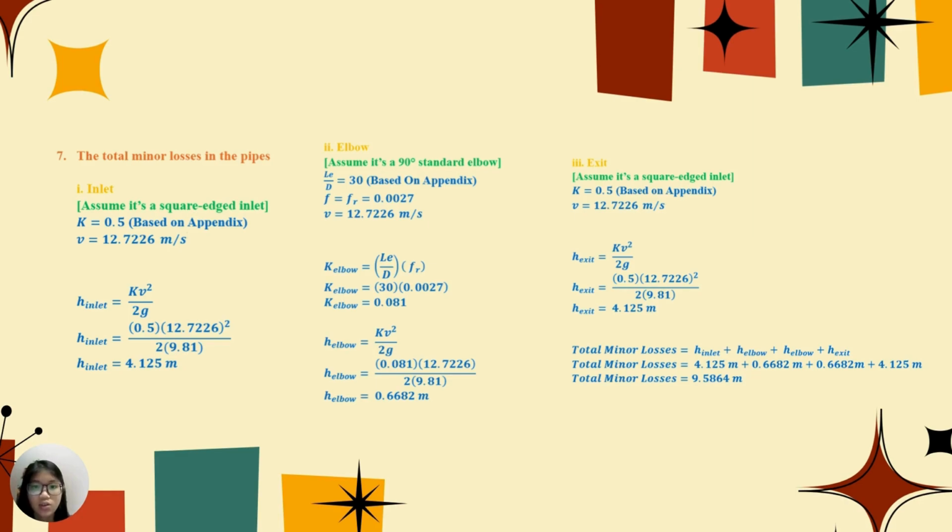When we calculate the elbow, we assume that it is the 90-degree standard elbow, and we get 0.6682 meter. And last is the exit. We assume that it is a square edge inlet also, and we get the same dimension with the inlet, which is 4.125 meter. And lastly, we get the total minor loss is 9.5864 meter.